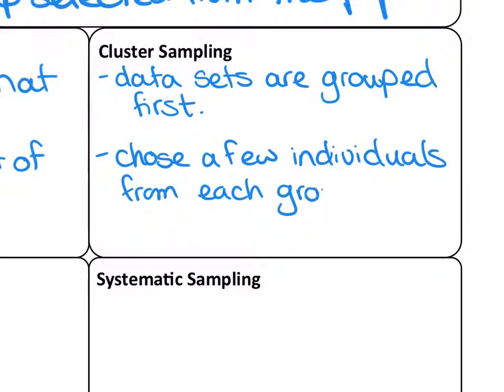So how that might look in a school is that you could group them all into grade 9s, grade 10s, grade 11s, and grade 12s. And then you're going to choose like 10 grade 9s, 10 grade 10s, 10 grade 11s, 10 grade 12s. So you take the same number from each individual group to make up the sample.